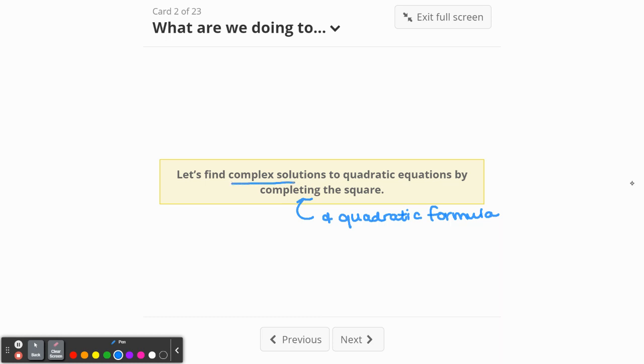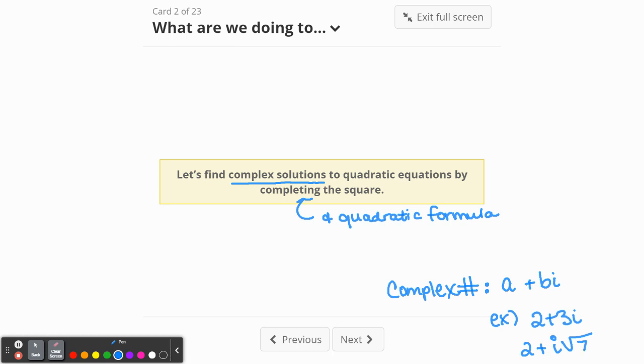Now, we're going to be finding complex solutions. If you remember the word complex, a complex number is a number that has a real number a and an imaginary number bi, such as 2 plus 3i or 2 plus i root 7, something that has that imaginary piece i within it. We're going to talk today about if we're solving quadratic equations, what situations would have this happen.